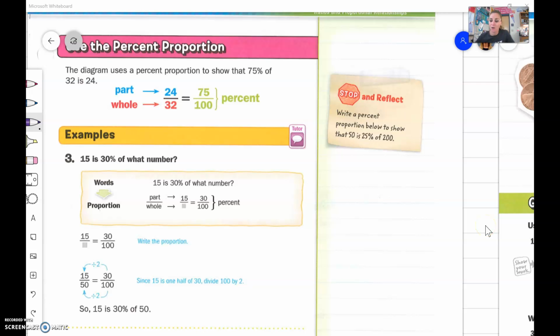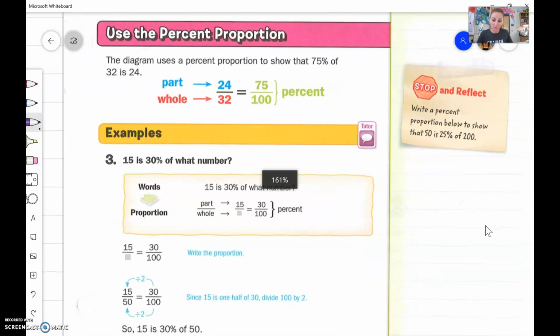Okay, here we go. This is part 2 of chapter 8, or I'm sorry, chapter 2, lesson 8. Welcome to the life of Mrs. Horner. Here we go. We are going to use the percent proportion.